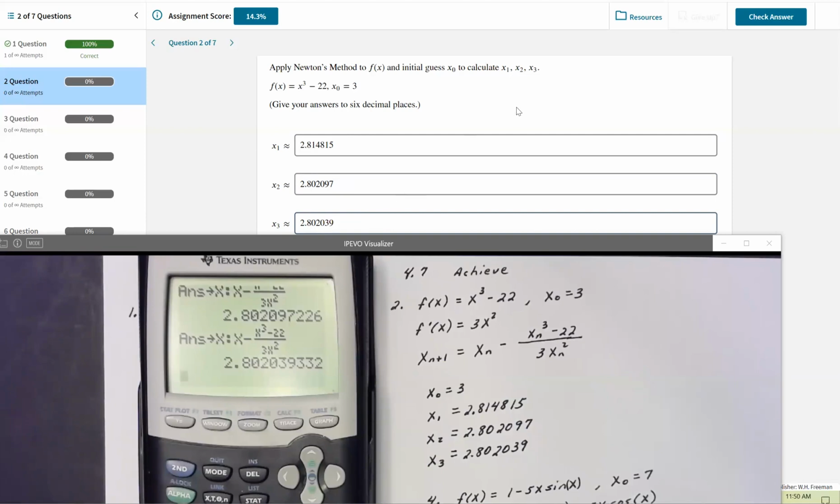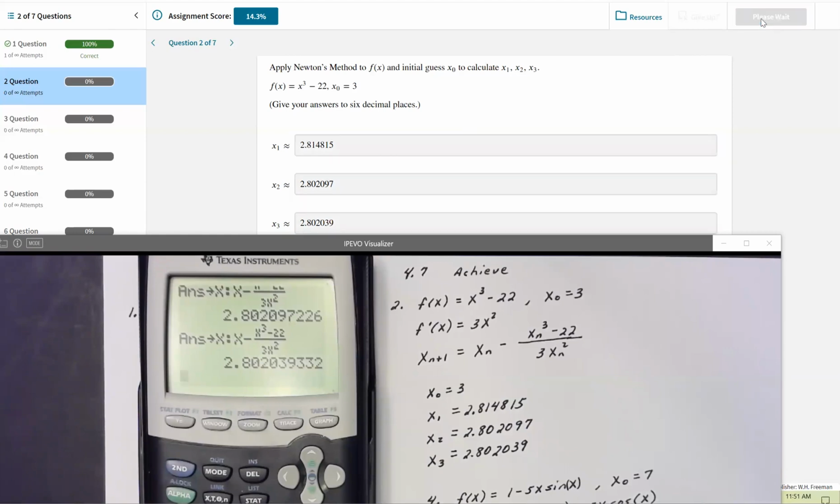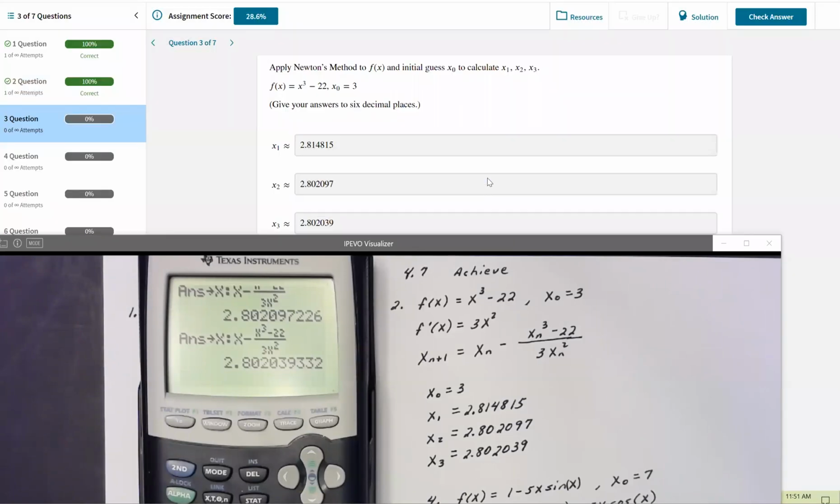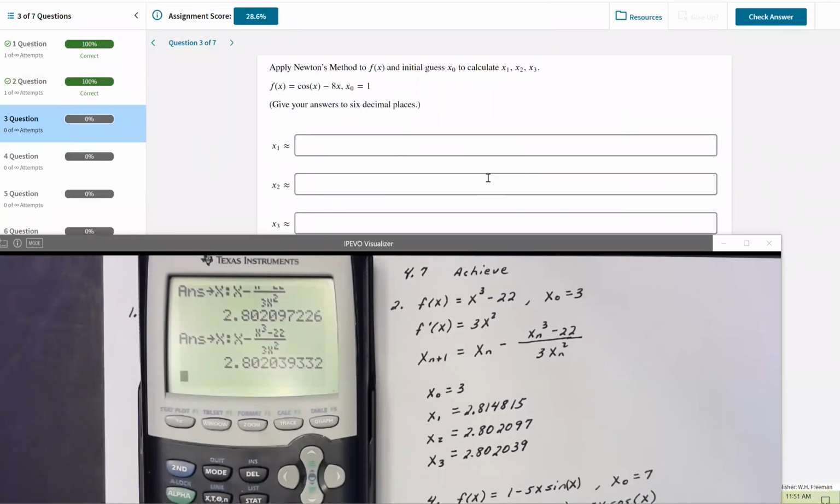Now, please notice, with each guess that you have, it's converging on a value. It's changing fewer and fewer decimal places each time. So that does tell us that it is eventually going to converge to the actual root. This is just wanting the first 3 guesses. Okay, we got it. Up next.